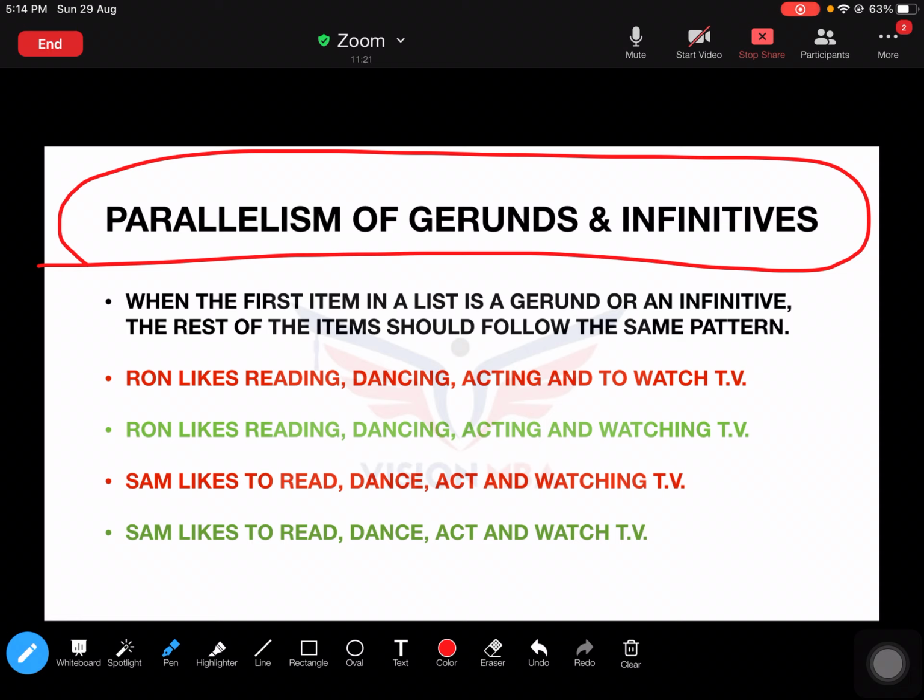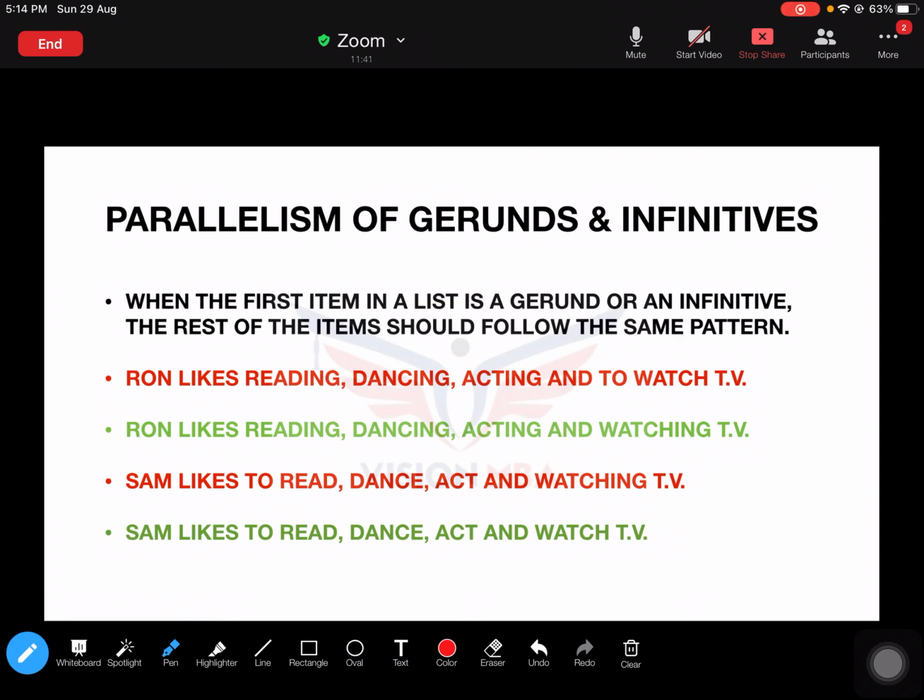You just have to understand the concept that if it is ing, then ing will continue, and if it is to, then to will continue. Why? Because gerund shows action in motion and infinitive shows someone is doing the action or someone is going to do the action. So if I'm talking about doing the action, all the actions should be in the same format, parallel. For example, when the first item in a list is a gerund or an infinitive, the rest of the items should follow the same pattern.